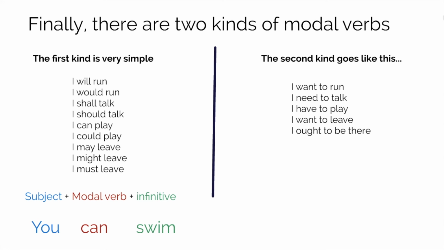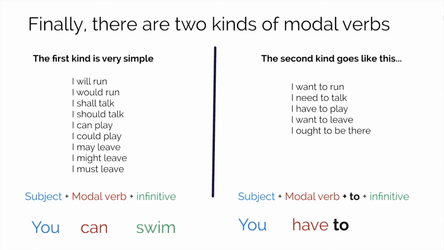The second kind goes like this. I want to run. I need to talk. I have to play. I want to leave. I ought to be there. These sentences are made out of a subject, a modal verb, the preposition to, and finally the infinitive. For example, you have to swim. It's important that you remember which modal verbs need the preposition to in front of the infinitive.